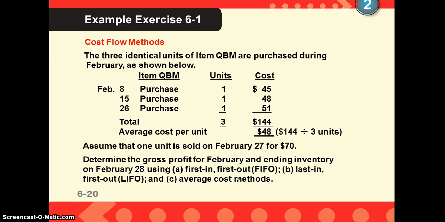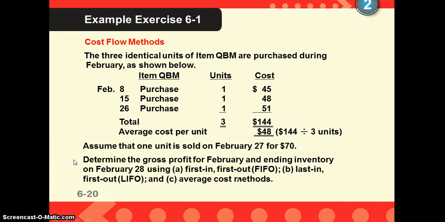So here's our first example. We've got 3 identical units of item QBM. They're purchased in February as shown. The first purchase is 1 unit for $45. Then we purchase 1 unit for $48 and purchase 1 for $51. So in total, that's 3 units at $144. They've done the calculations for average cost for you, $144 by 3 units. On average, it's $48 per unit. We're going to assume that 1 unit is sold on February 27th and we sell it for $70.